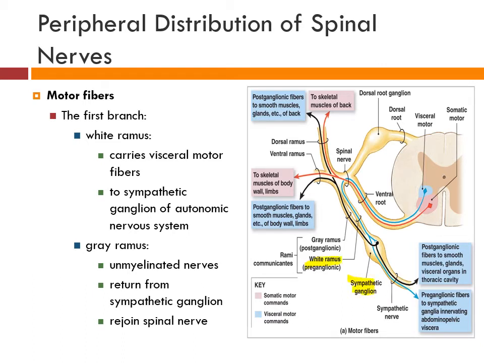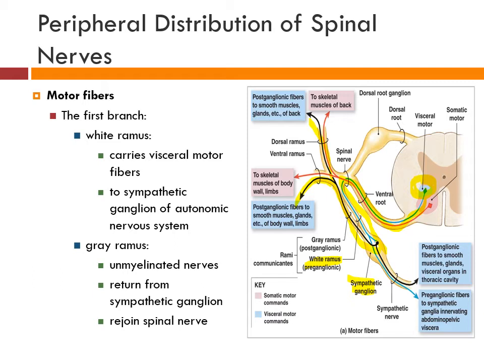So the white ramus is carrying these blue fibers. You can see they start over here in the visceral motor in the lateral horn. They come out the ventral root and then down in what's considered the white ramus to this sympathetic ganglion. That is going to synapse on the unmyelinated nerves, which return from the sympathetic ganglion. And so those are going to form the gray ramus, which comes back up and splits to join the ventral ramus and the dorsal ramus.